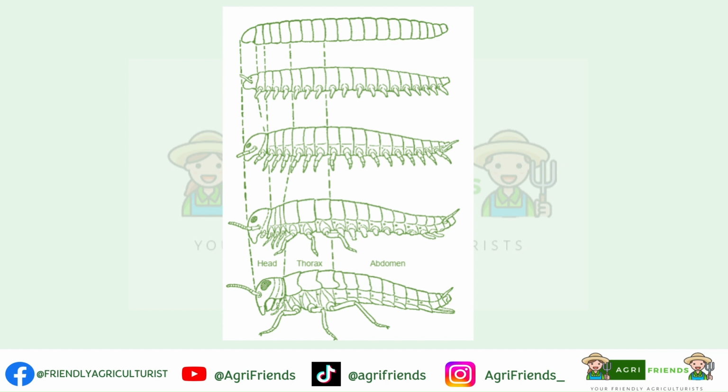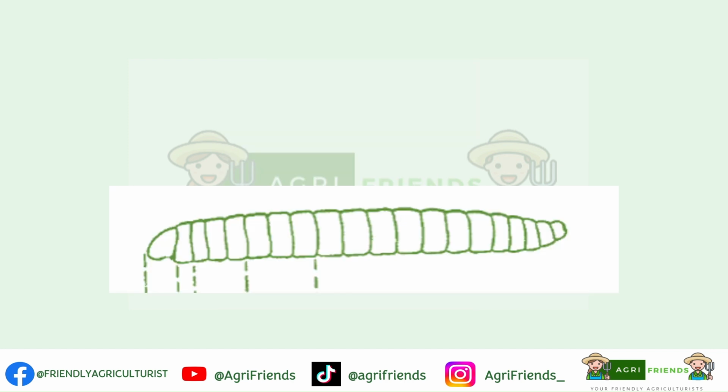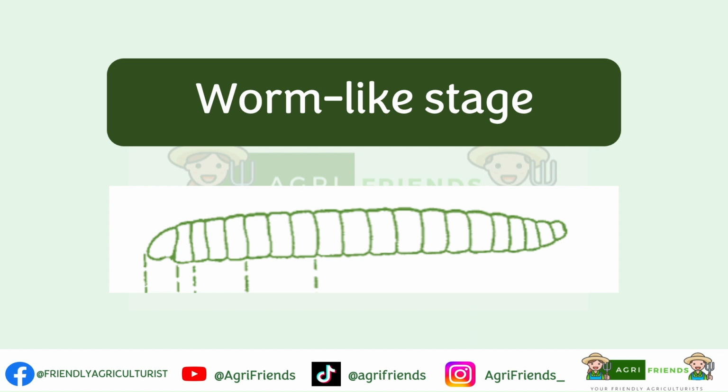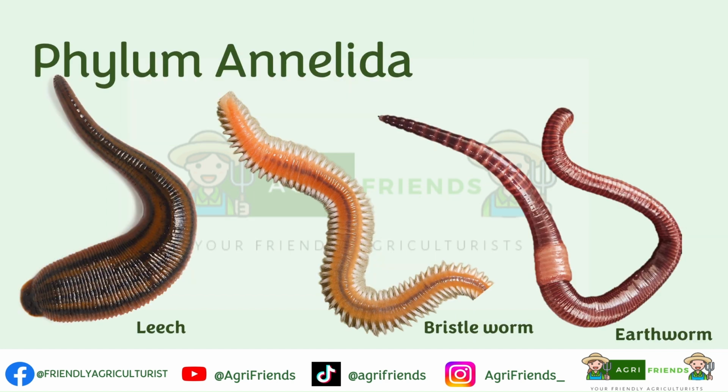So let's begin with the first ancestor, which is the worm-like stage and represented by the phylum Annelida. The phylum Annelida is commonly known as the segmented worms, and the examples include the leeches, bristleworms, and earthworms. What are the characteristics of this phylum?